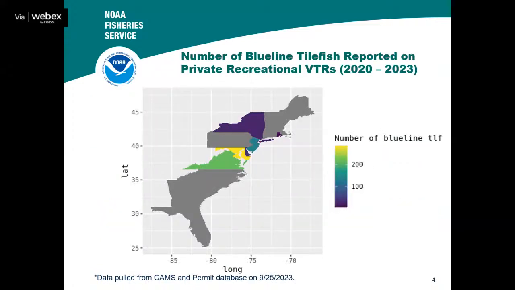So this is a look spatially, geographically, at the number of blueline tilefish reported through the program. As you can see here, most of those landings are coming through Maryland, Virginia, New Jersey, to be expected based on the geographic distribution of blueline tilefish. Next slide.